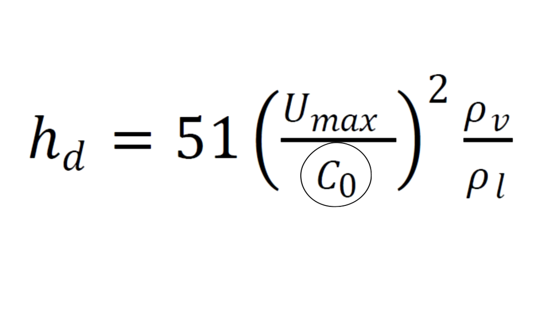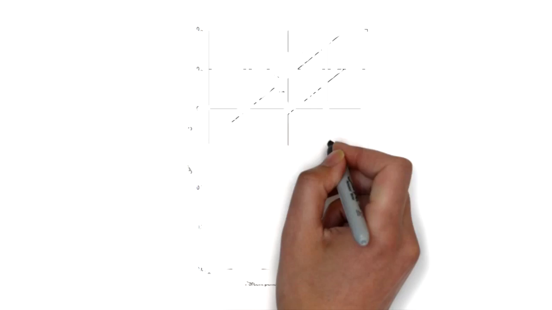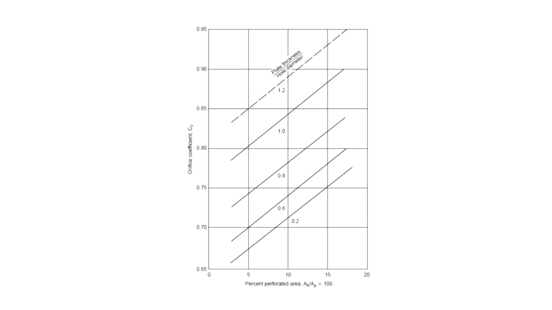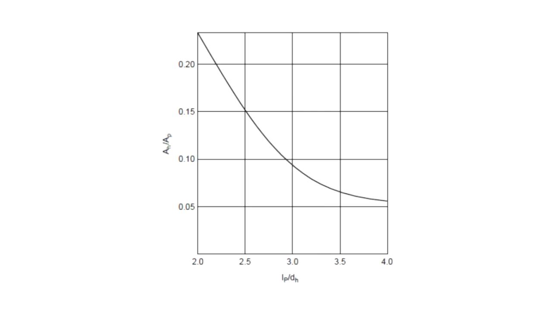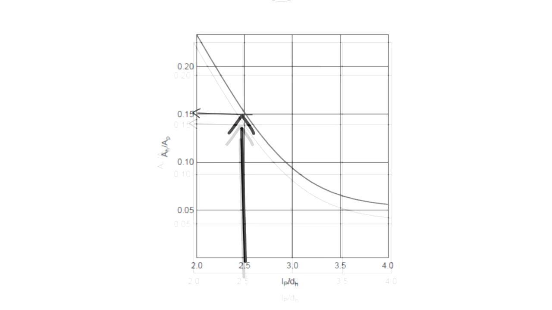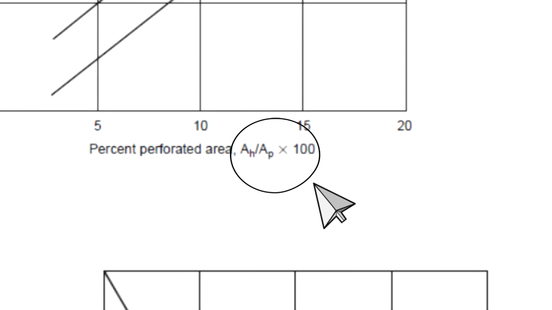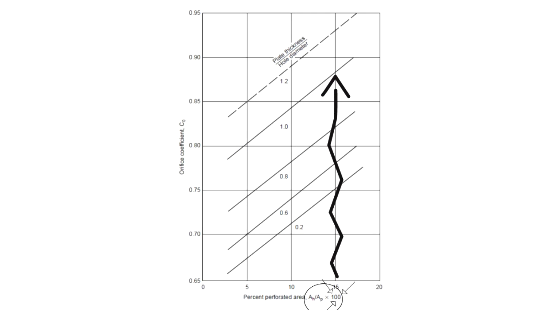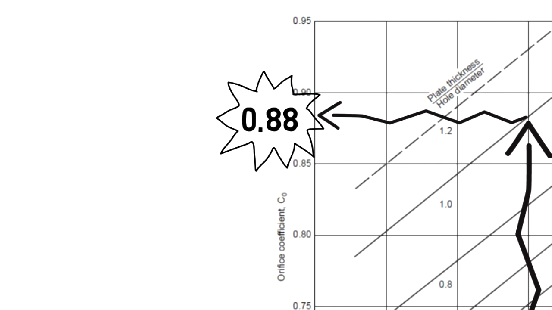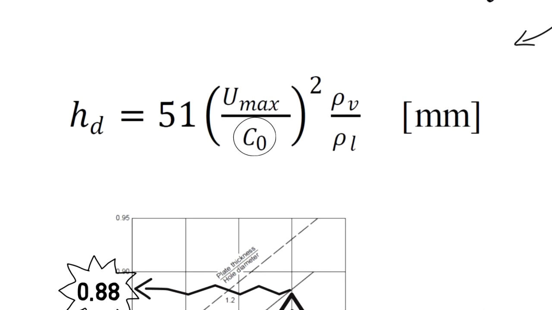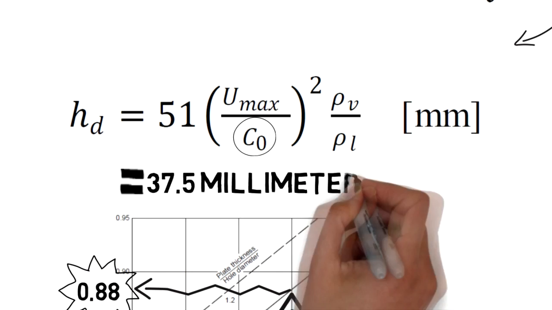C0, or the orifice coefficient, is interpolated using this graph. But first, we will need the percent perforated area. This value can be taken from this graph. Assuming that LP over TH is equal to 2.5, we can get AH over AP. Then, we multiply it by 100 and interpolate it on the graph, and we get C0 equal to 0.88. Substituting this value into the HD formula, we get 37.5 millimeters liquid.